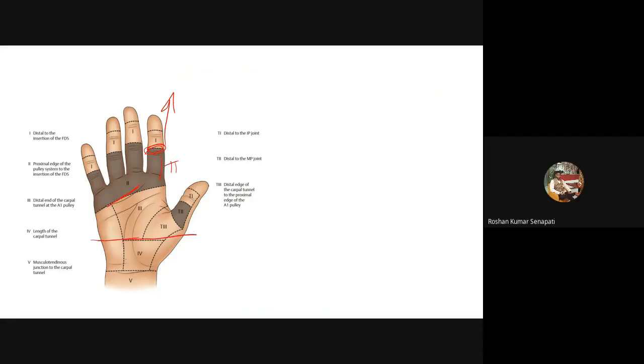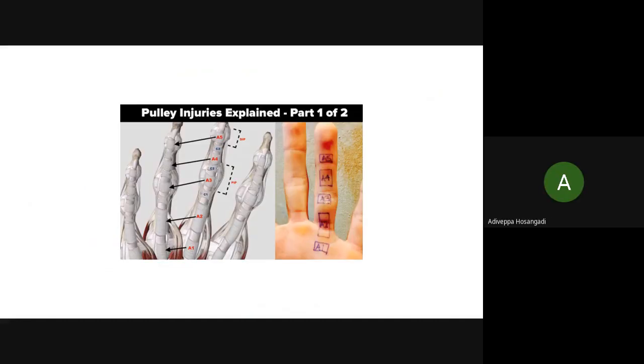Please try and concentrate. It is nothing very difficult, and you can easily remember: 1, 2, 3, 4, 5. If you imagine this picture, any question pertaining to this is very easy to answer. So results are poor in zone 2 and also zone 5, but zone 2 is called no man's land. You have to remember this.